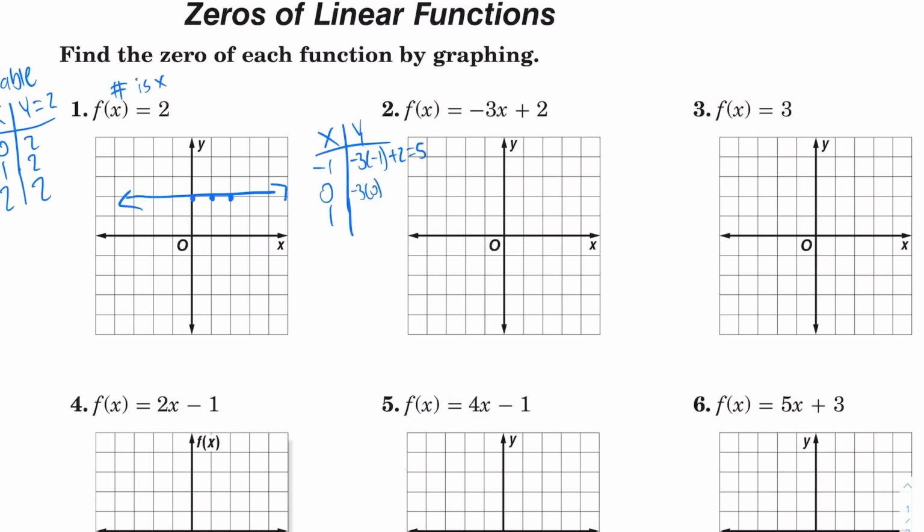-3 times 0 plus 2. 3 times 0 is 0, plus 2 is 2. -3 times 1 plus 2. So that's -3 plus 2, which is -1. So the numbers I'm going to put down are -1 goes with 5, 0 goes with 2, 1 goes with -1. Done.